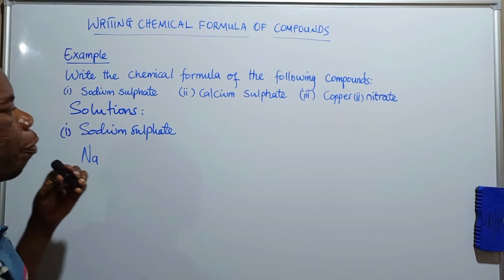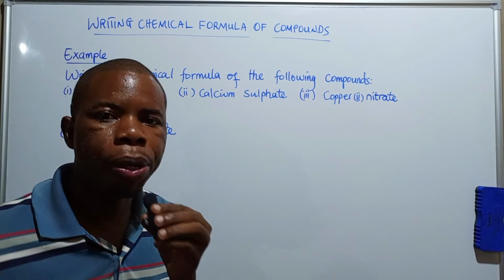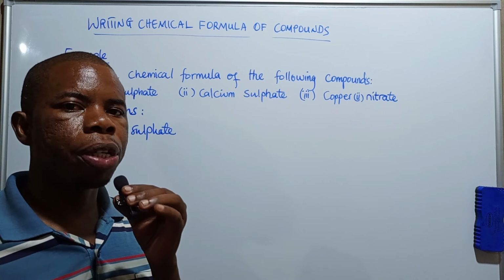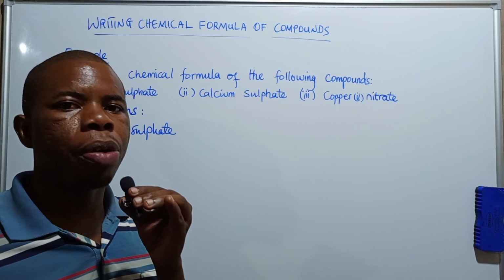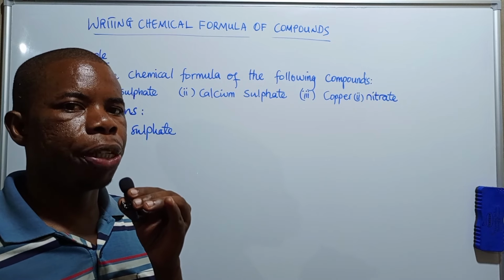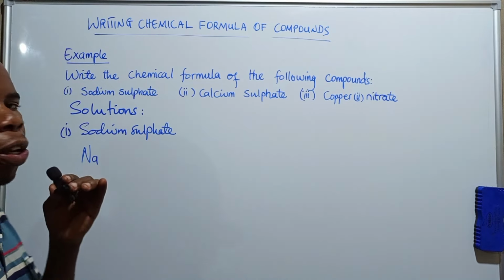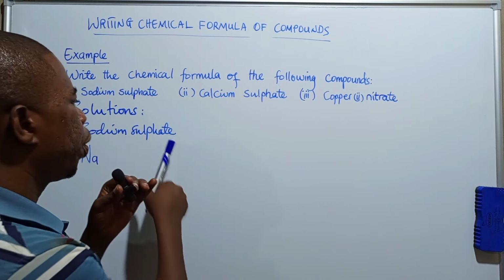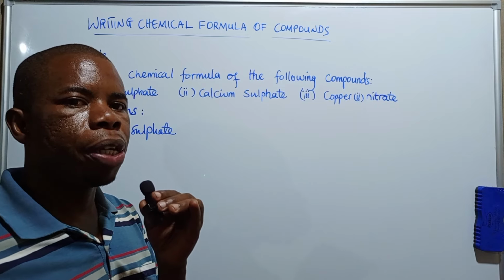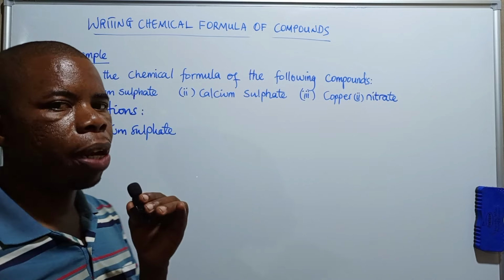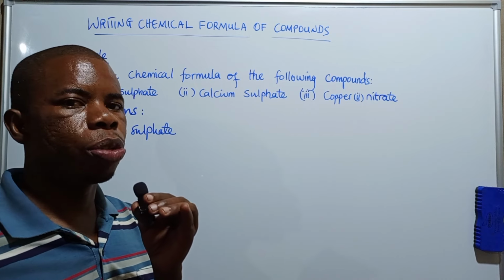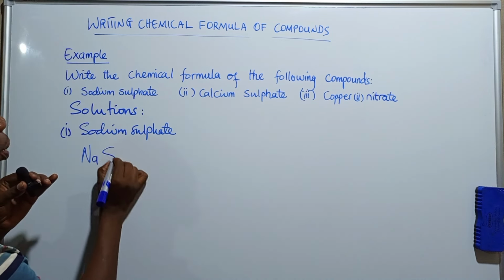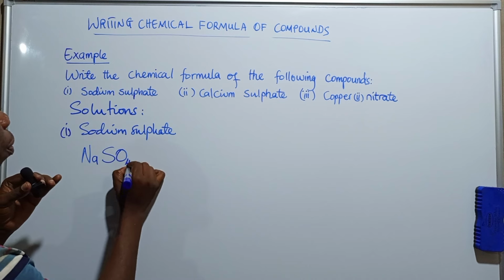Then this is the sulfate. This sulfate cannot be found on the periodic table because it is a radical. Now, what is a radical? A radical is a group of atoms that are found in many compounds but do not exist independently. Sulfate is a radical. It is found in many compounds such as sodium sulfate, but it does not exist independently, and therefore we need to know its formula by memorization. The formula for sulfate is SO4.